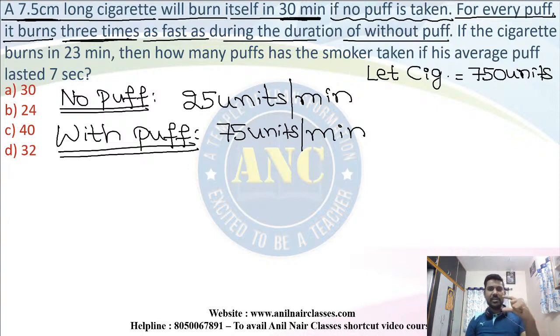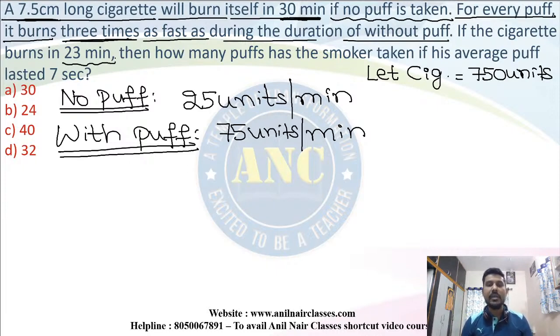And when you just keep it in your hand without having a puff, for 1 minute, it will burn 25 units. And when you puff it, for 1 minute, it will burn 75 units. That's the meaning of whatever we have learnt till now. Now, when you are just keeping in hand without puff, and when you are actually puffing that cigarette, both the cases together, it will burn. And the total time taken is 23 minutes according to the question.